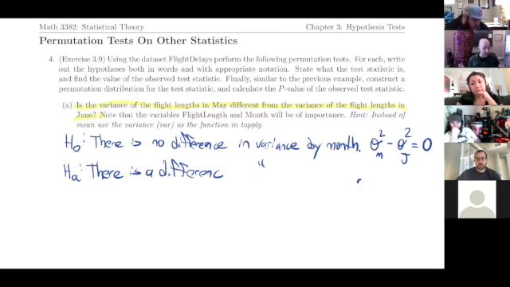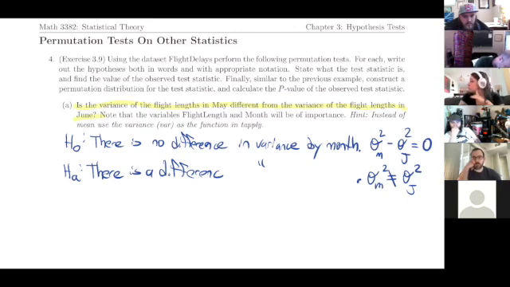So that would be, there is a difference in the variance by month. So in other words, let me state it like this, sorry. Their difference would not be equal to 0, something positive or something negative. And so, any questions about the hypotheses?